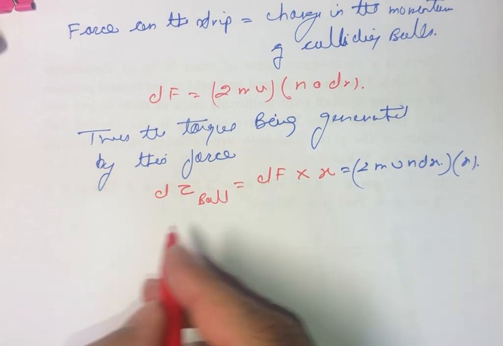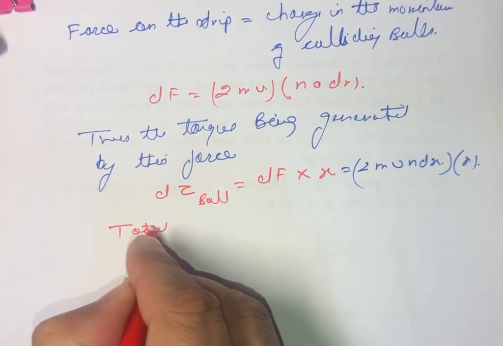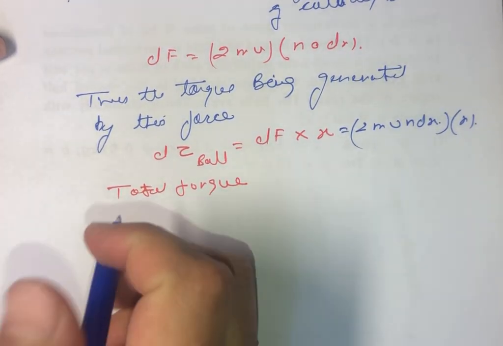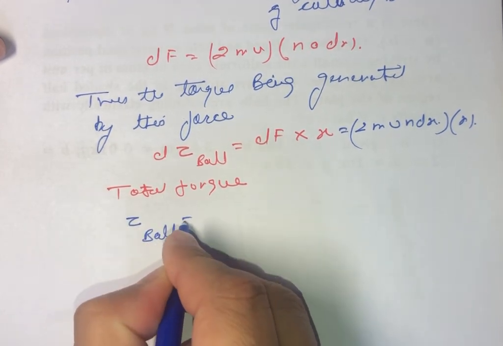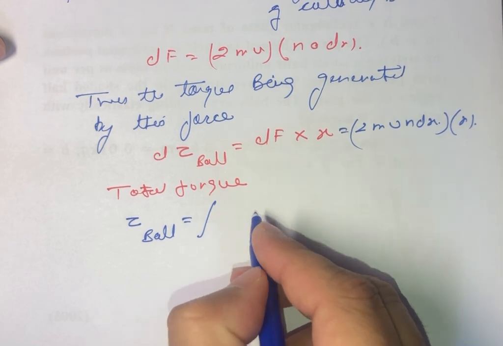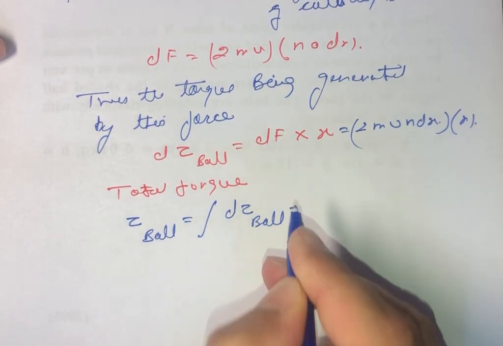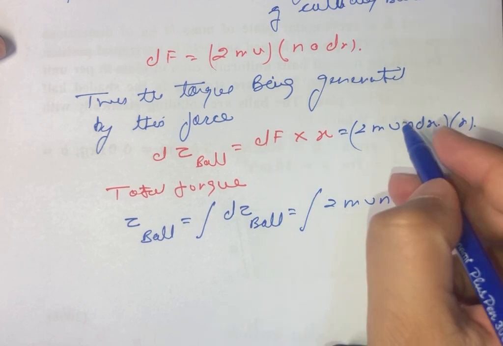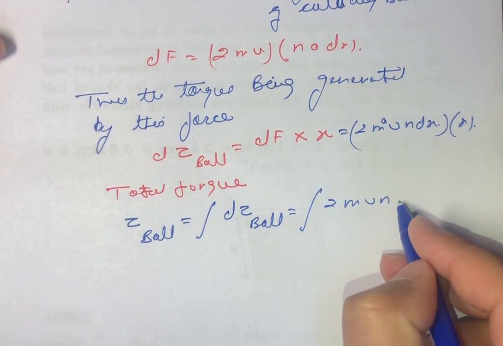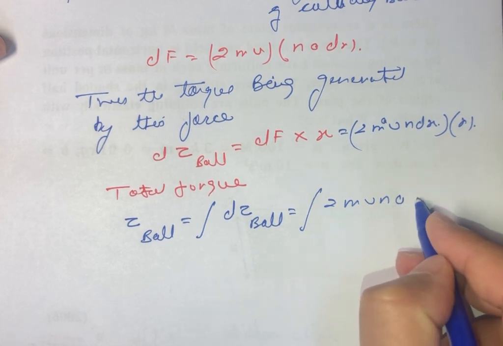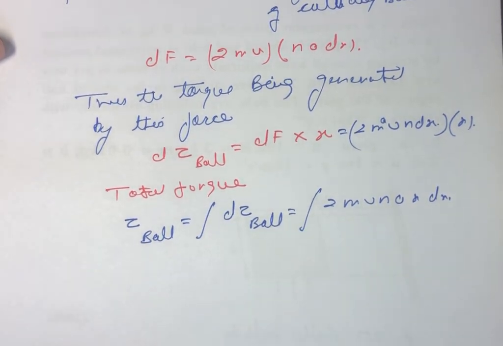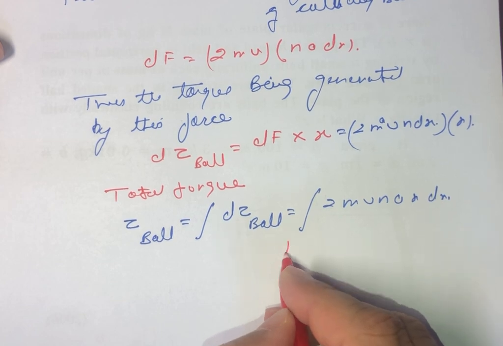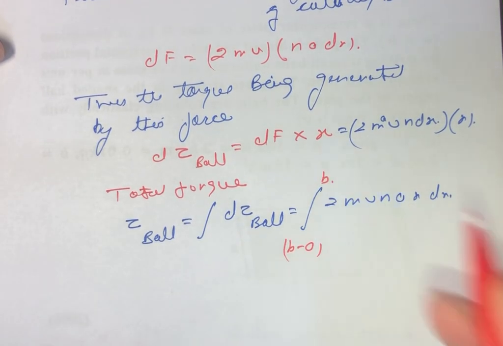Therefore, the total torque we can write as tau ball will be equal to integration of d tau ball, which will be integration of 2mvn, sorry I missed a here, this will be a x into dx, and as the torque is acting on the shaded area, its limits are going to start from b minus a and the upper limit is b.